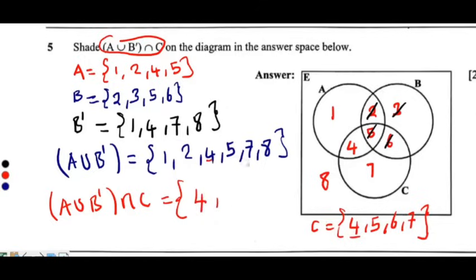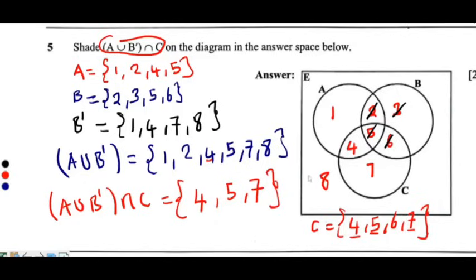We have 5. Do you have 5 in C? Yes, it's there. So even 5 is intersecting. We have 7. Do you have 7 in C? Yes, it's there. So you also write 7. We have 8. Do you have 8 in C? No. Okay? So you are not going to put it there. We have 6 in C. Do you have 6 in A union B complement? It's not there. So this is A union B complement in brackets intersection C.